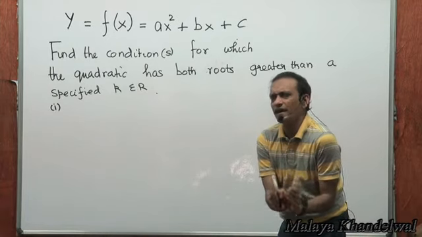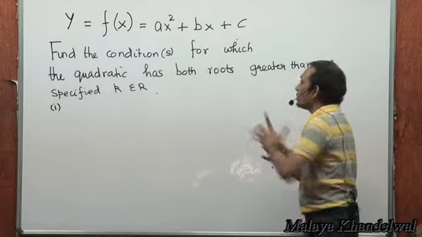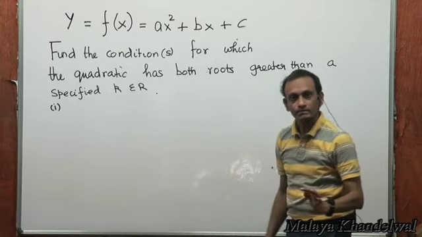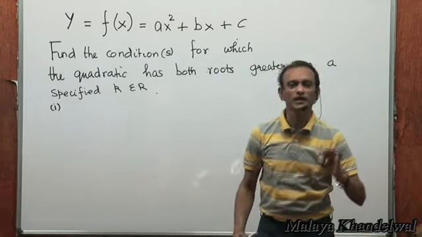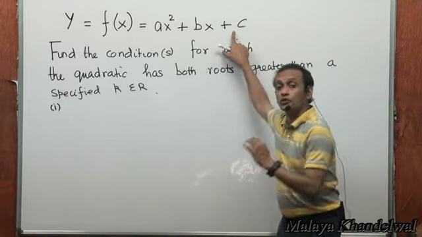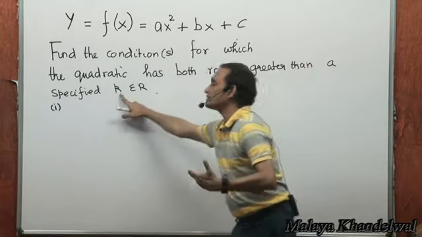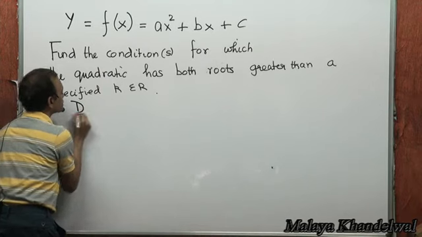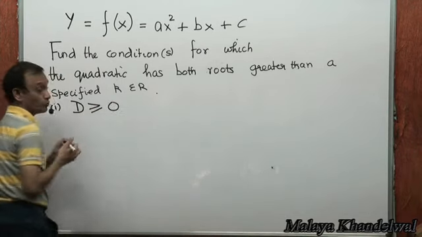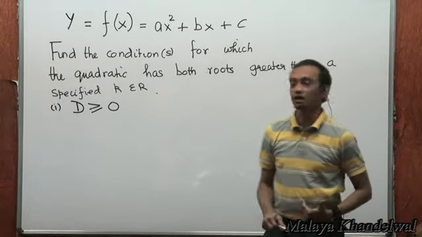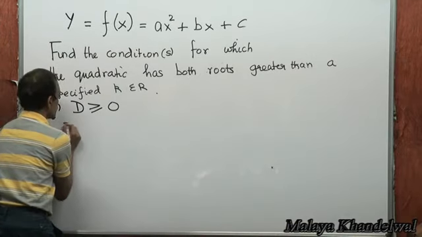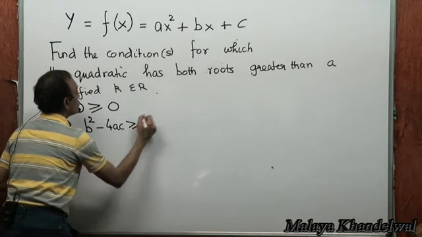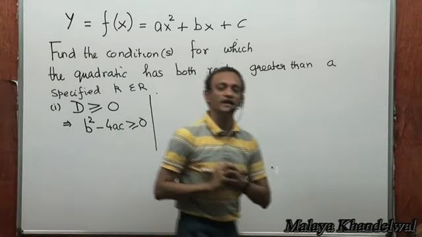But irrespective of whether a is greater than 0 or a is less than 0, one thing is guaranteed. Since both roots are compared to a specified real number k, the roots must be real. Whether a is positive or a is negative, the roots of this quadratic must be real because the roots are being compared with a real number k. So a positive or negative, we must have discriminant greater than or equal to 0. Both roots could be equal also and could be larger than a real number k. So discriminant greater than or equal to 0, that is to say that b squared minus 4ac must be greater than or equal to 0, irrespective of whether a is positive or a is negative.